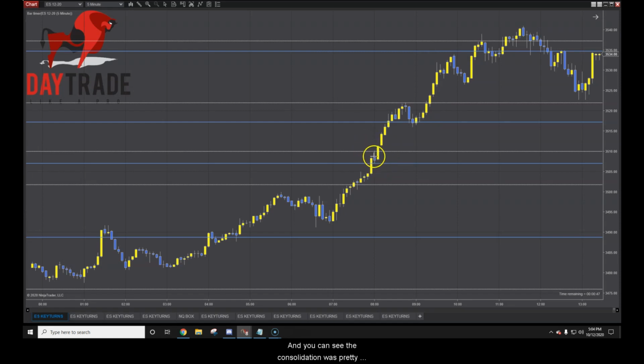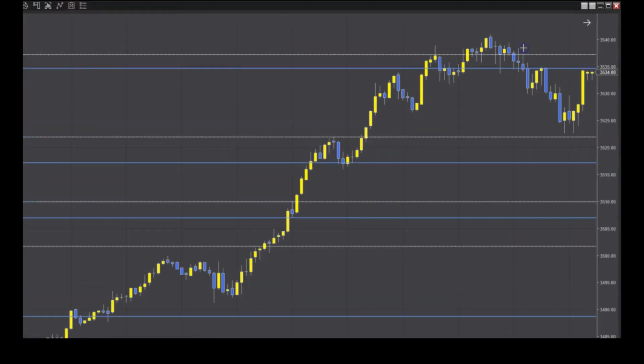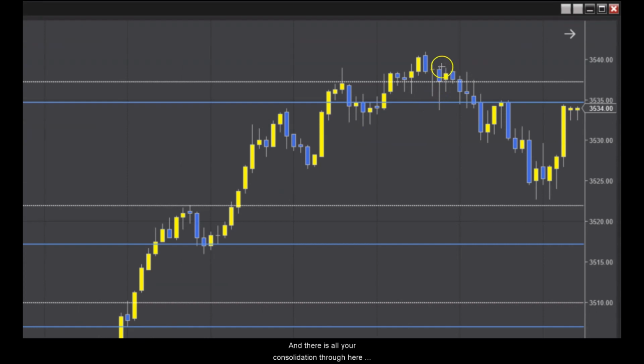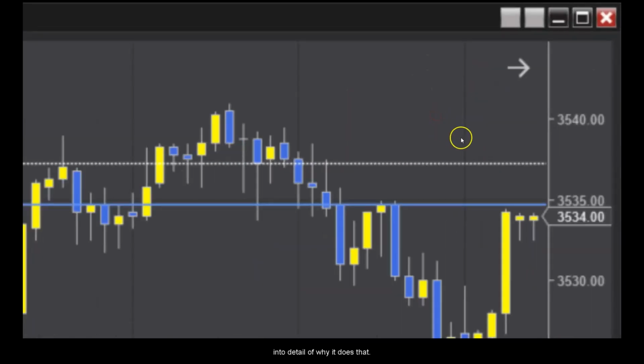And you can see the consolidation was pretty short-lived there. And then a little bit of consolidation in this area. And then definitely look at what happened when we got to kind of the extreme of that. And there is all your consolidation through here. Consolidated for about an hour. And I'm not going to go into detail of why it does that.